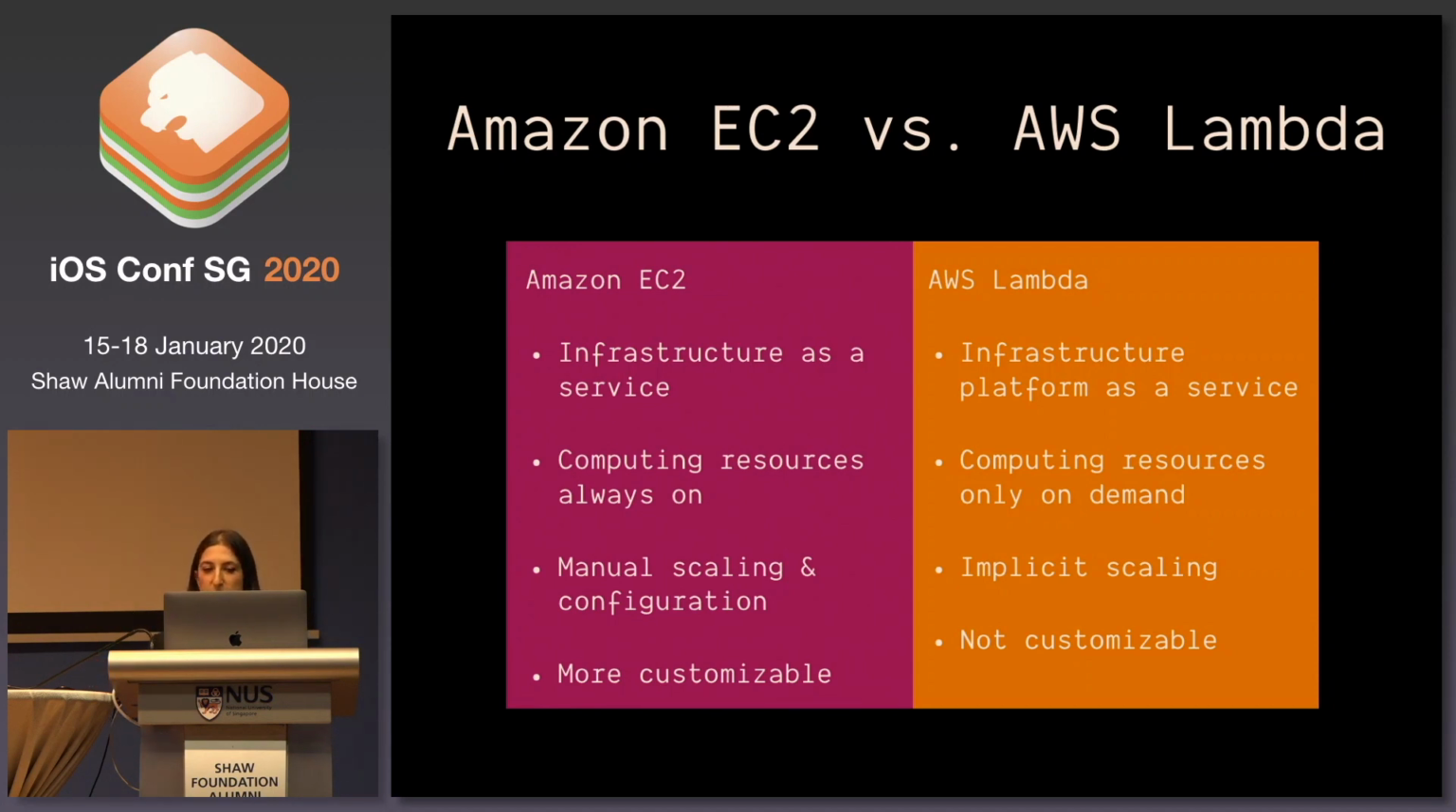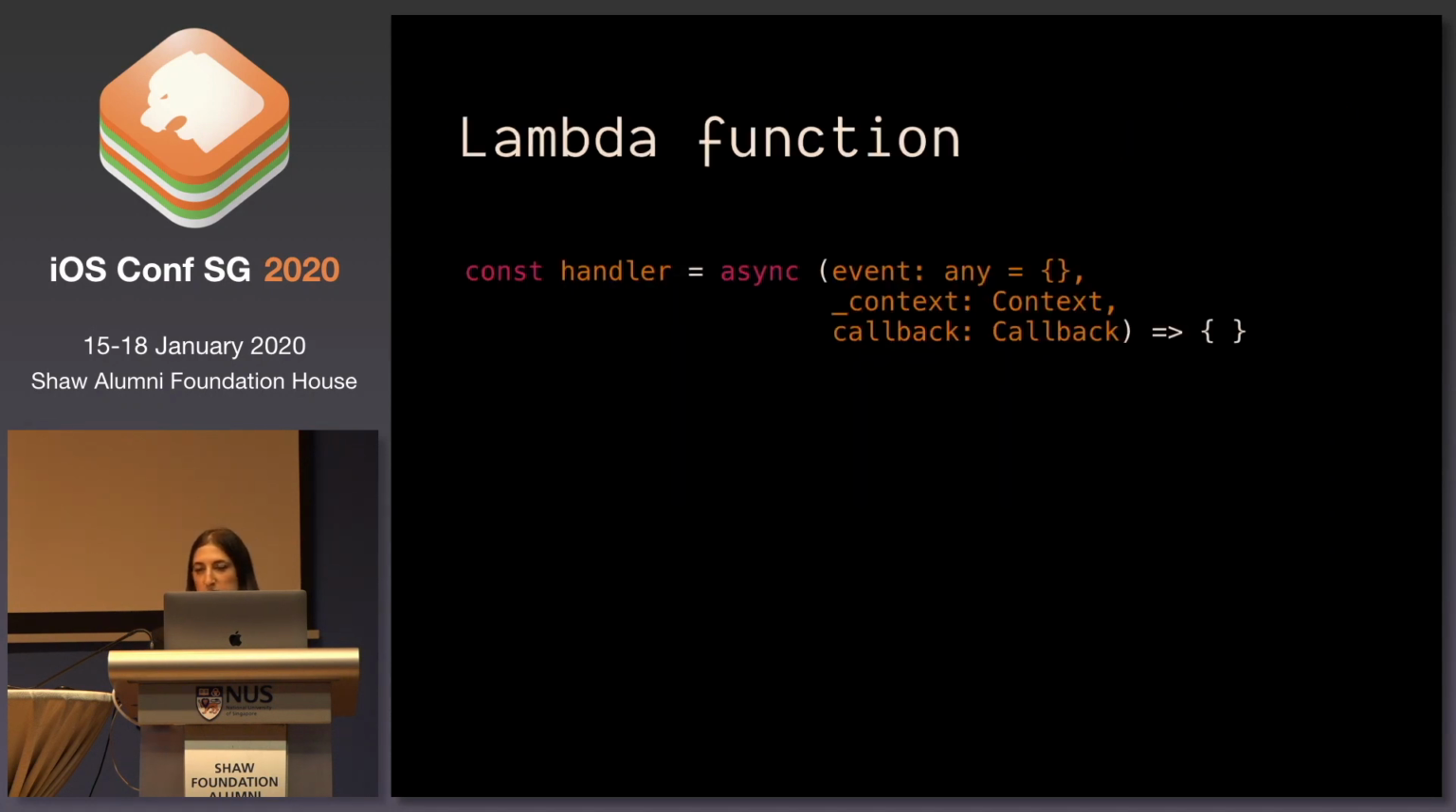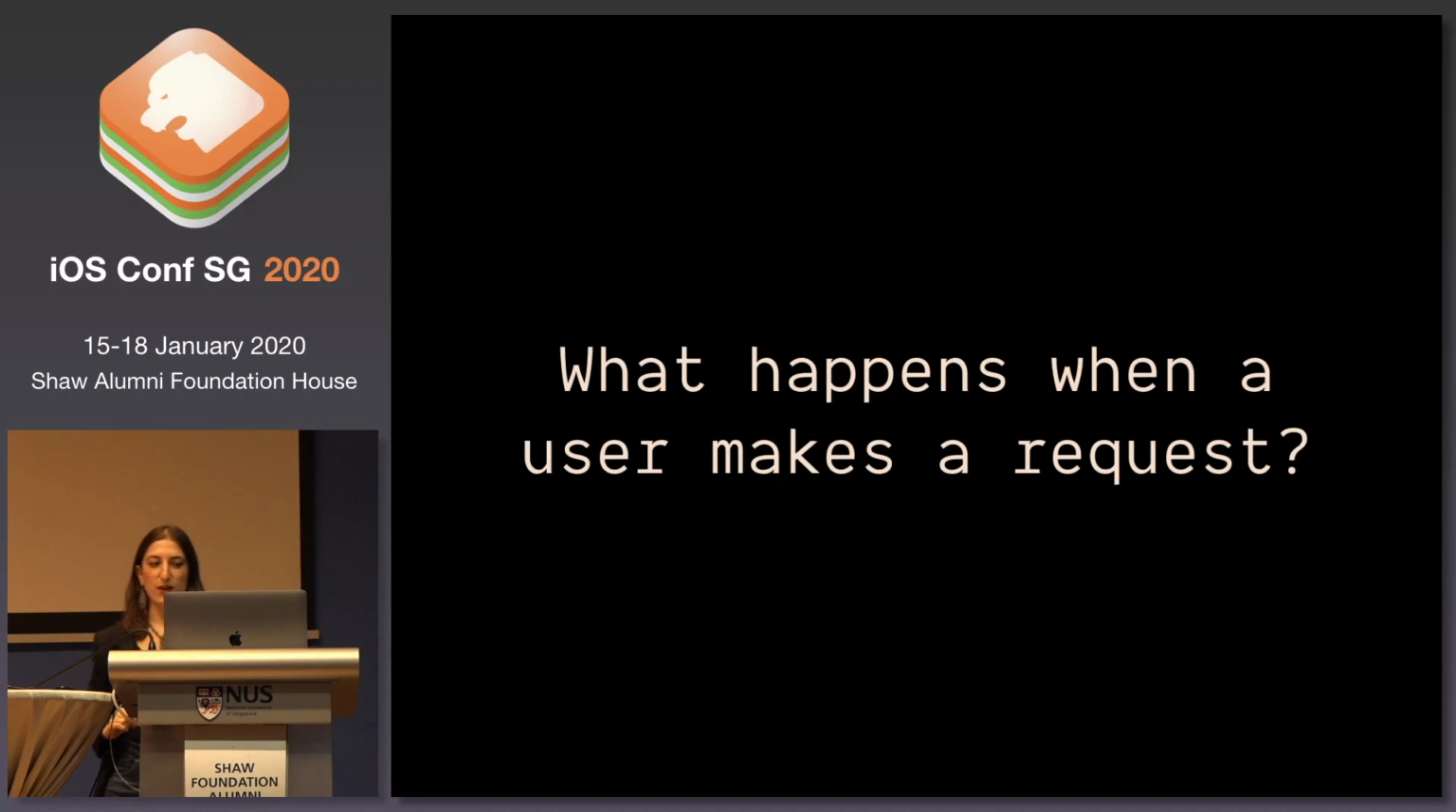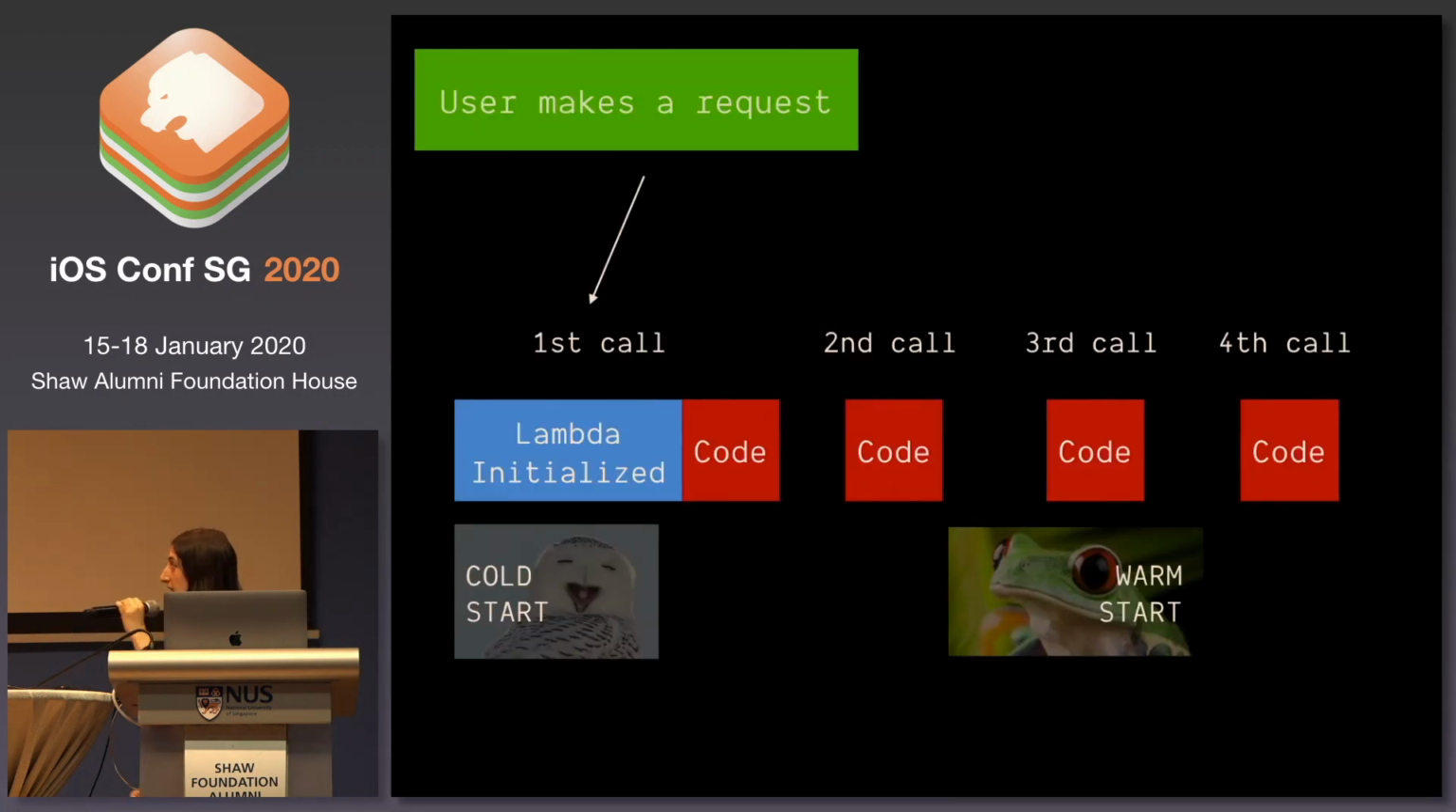So let's dive a little bit deeper into what that means. When you are using AWS Lambda, you're writing Lambda functions. This is a function that doesn't do anything. Oh, it's a little bit washed out, but it doesn't do anything, so you don't need to see it that well. So what happens when a user makes a request when a backend is using AWS Lambda infrastructure? It looks something like this.